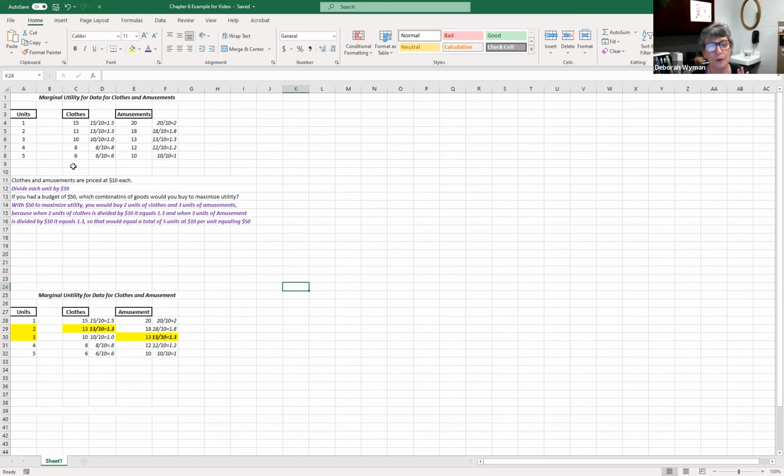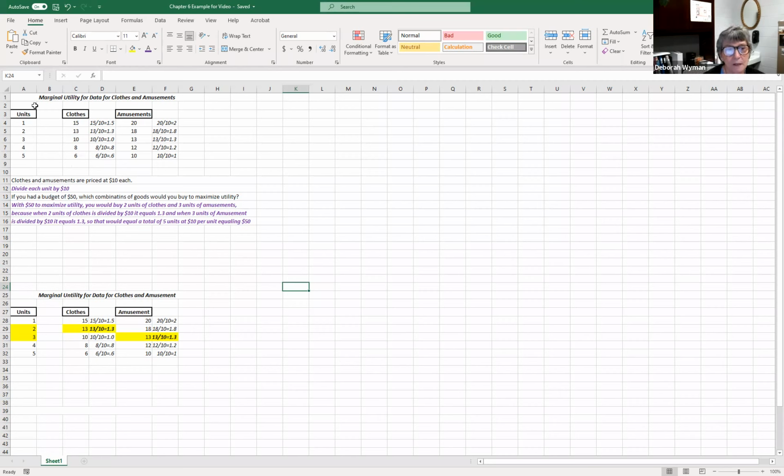So anyway, what we're trying to figure out today is the best way to use our dollars to get our needs met and make sure that we're using our dollars most efficiently. So let's look at this marginal utility for data for clothes and amusements. You've probably looked at this all over while I was chatting there.